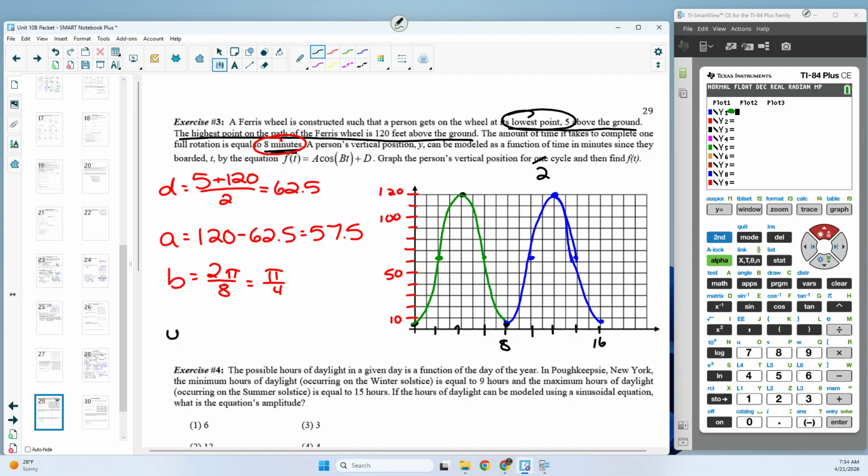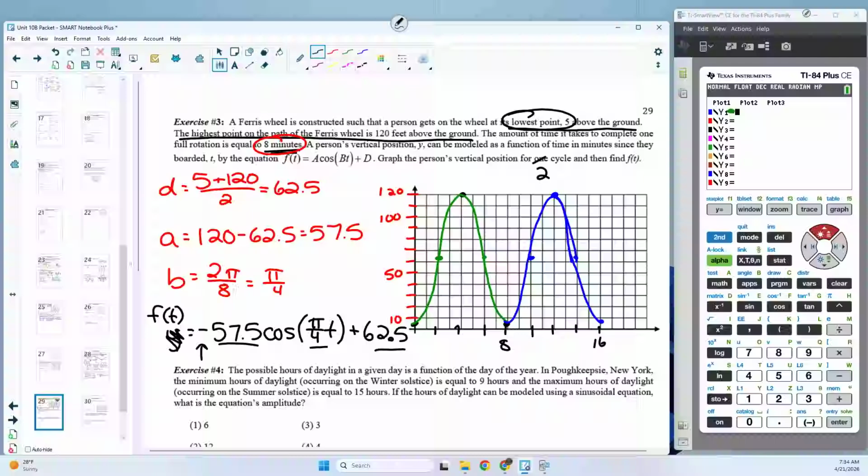So writing this out, the big piece of information that's different here is we have a negative cosine curve because we start at the bottom. So we need to do negative 57.5 cosine pi over 4t. Call this f of t. And then we have to add on our midline. So amplitude of 57.5, I think I might have said midline there. Amplitude of 57.5, negative because we start at the bottom, B value, and midline.